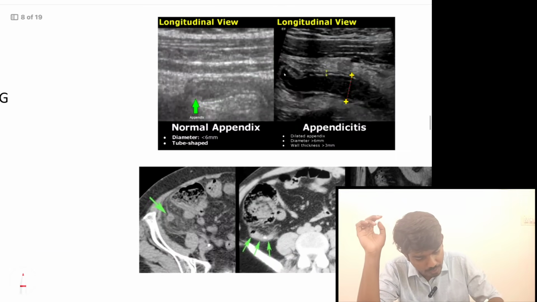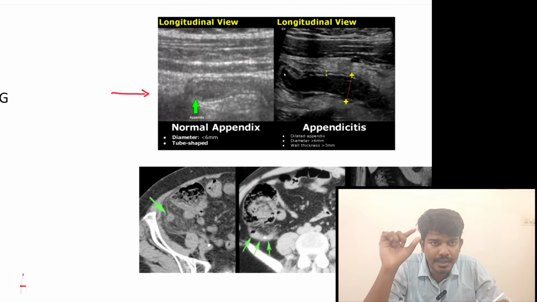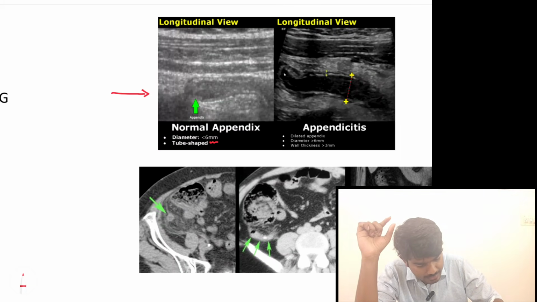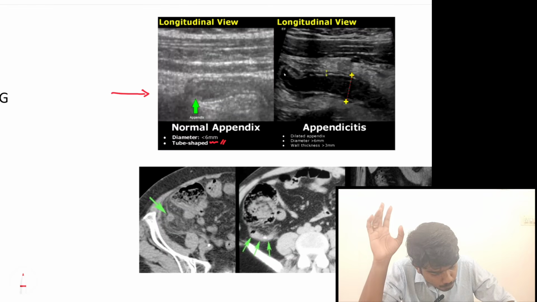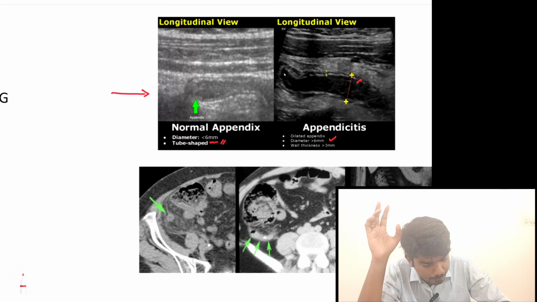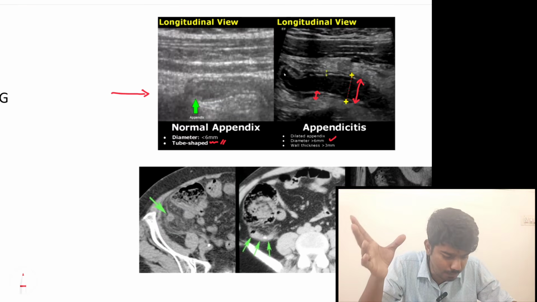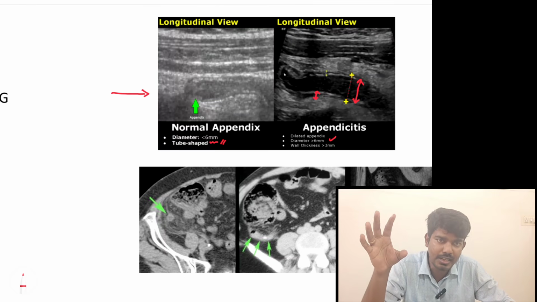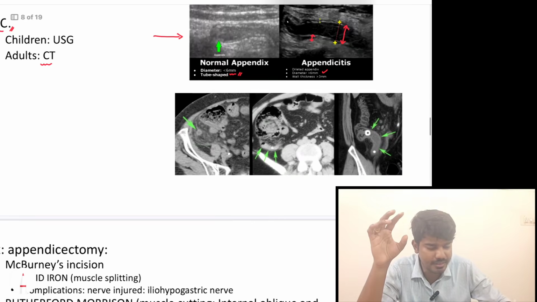Okay, in case of ultrasound, a normal appendix will be like a blind ending tube. Normally if the diameter is less than 6 mm, it is a normal appendix. If the diameter is more than 6 mm, and also the wall thickness has increased, if it is more than 3 mm, it is suggestive of acute appendicitis. Ultrasound is the investigation of choice in children, whereas CT is the investigation of choice in adults.